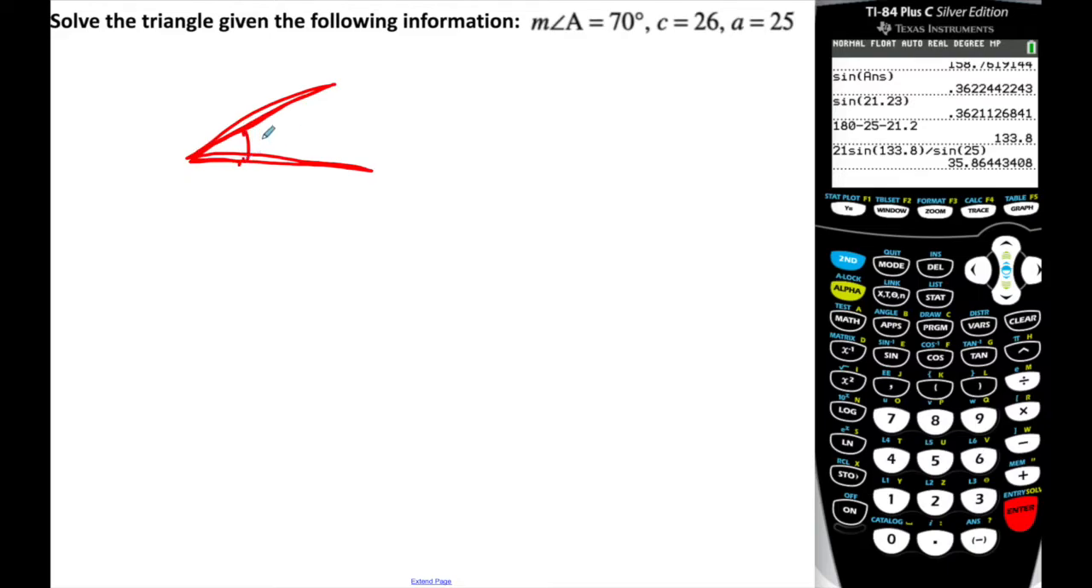Okay, so here's my triangle. Here's an A value of 70. Let's call this A, C, and B. And actually, I'm going to reorder how I call this, because I kind of want to have it set up like before, and it doesn't really make a big difference as long as you're consistent. So what I know is that C is 26.